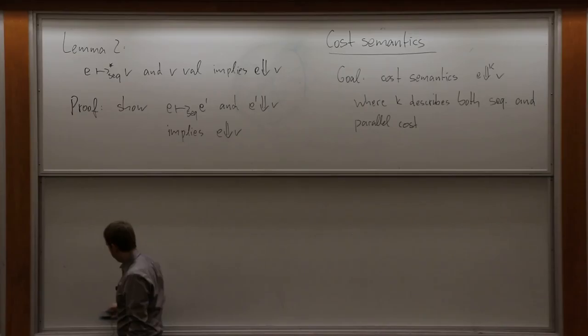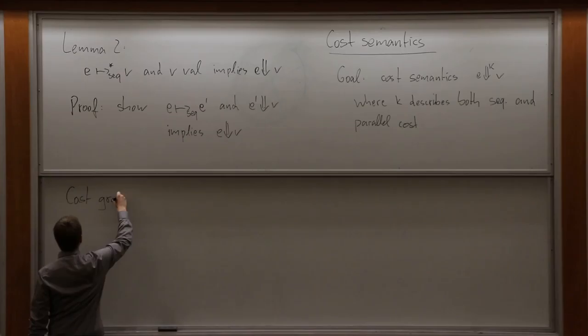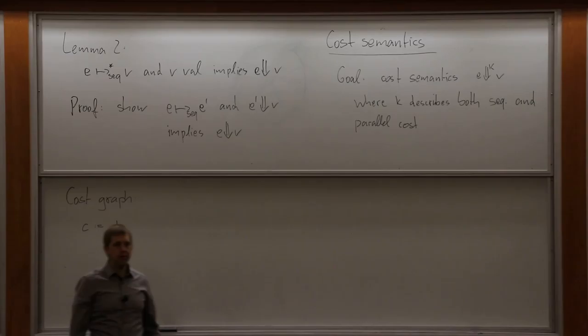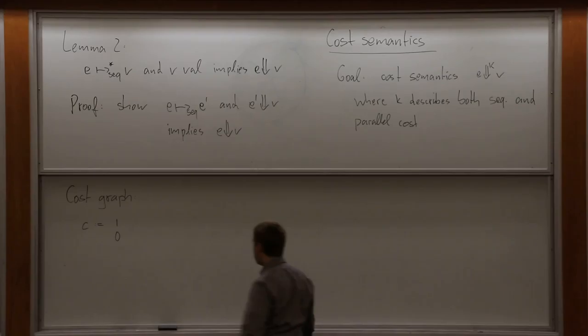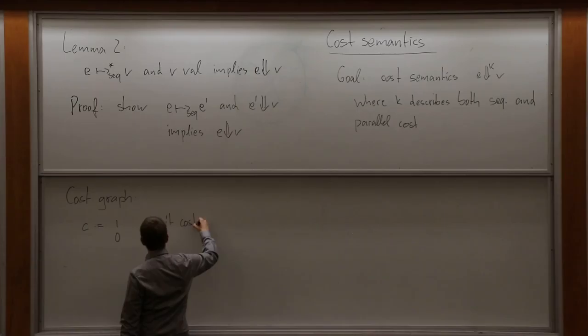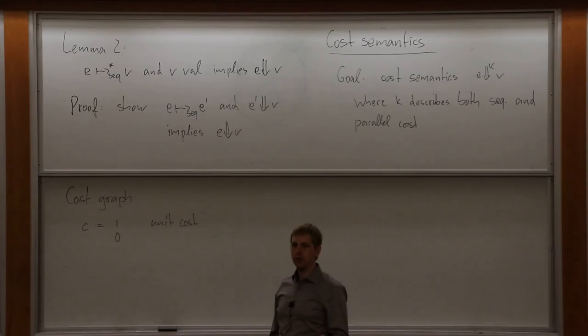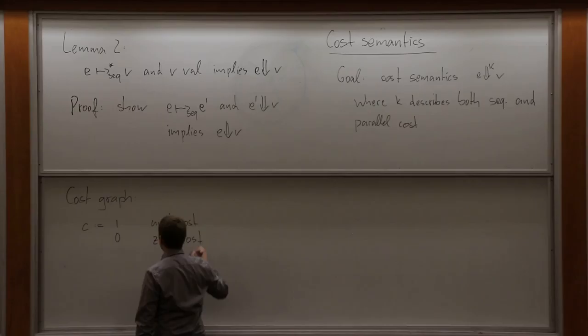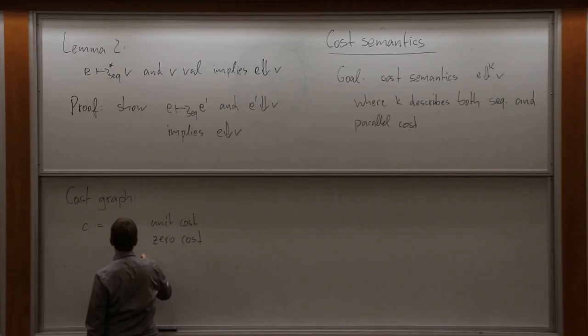Yeah, so this is going to be a two-step process. First we record during the evaluation this cost graph, and then in the second step we define what the parallel and sequential cost given by this cost graph is. So a cost graph is either cost 1 or cost 0. So this is the unit cost. And it's fine to just have this unit, right? If you want to have cost 2, then you can just have 2 of these units.